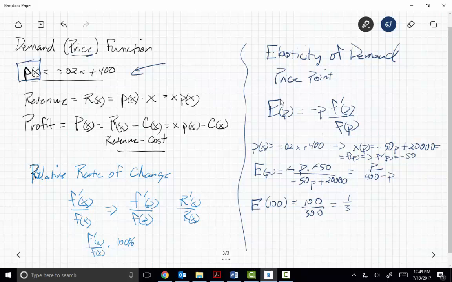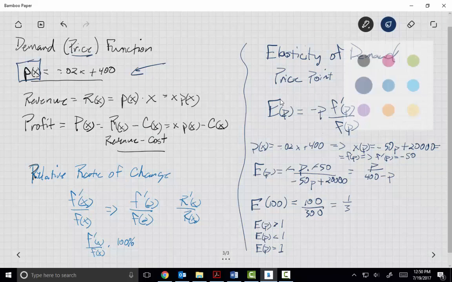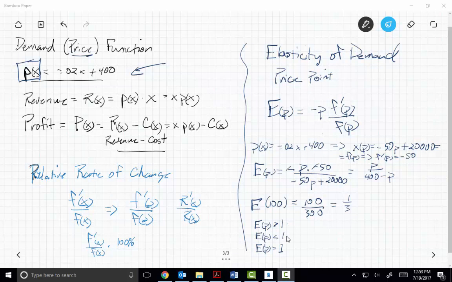Now you may say to yourself, Ricky, what does that tell me? I don't even know what that means. Well, it's actually quite simple, okay? There's going to be 3 different cases, and you're going to want to write these down. You're going to have e of p is greater than 1, e of p is less than 1, and e of p is equal to 1. Okay? I'm going to change my color so we know exactly what we're talking about here. Now let me explain what all 3 of these situations tell us. If e of p is greater than 1, then this implies that our price is elastic.